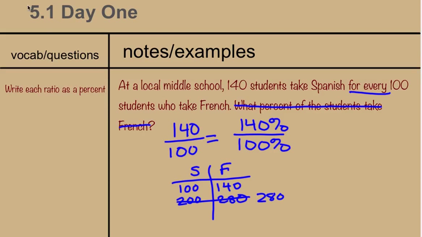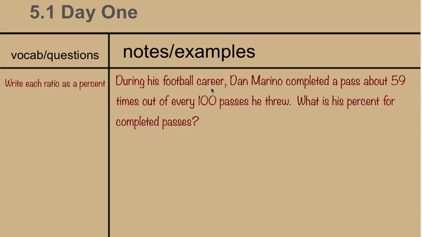All right, so next question. Dan Marino, in his football career, Dan Marino completed a pass about 59 times out of every, here we are again, 59 out of every 100. Again, this is super easy because it's out of 100. So this says, what is his percent for completed? Well, I know these are his completed, so it's already over 100. It would be 59%.